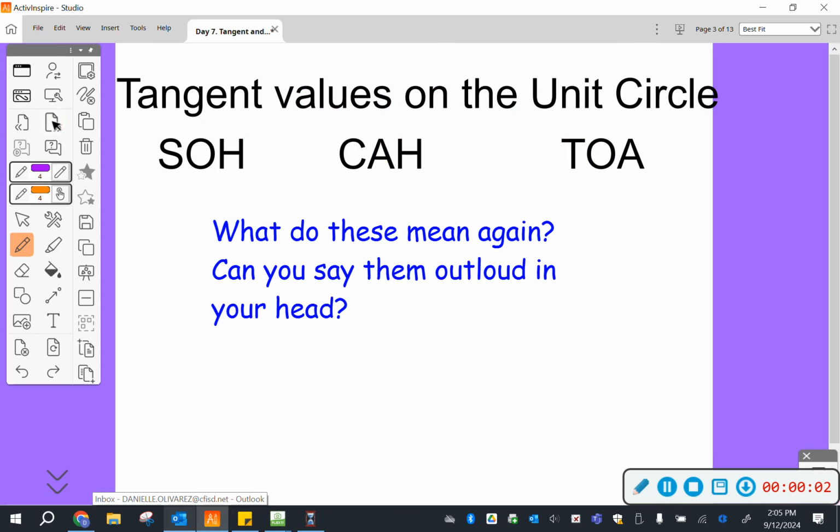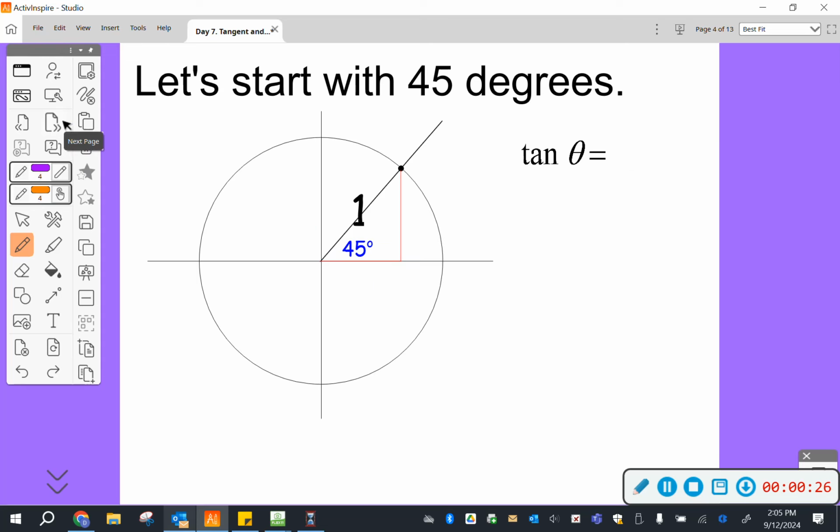So yesterday we learned all about sine and cosine on the unit circle. Today we are going to focus more on tangent, but kind of on all three because they go together. As a reminder, tangent is what over what? Opposite over adjacent.